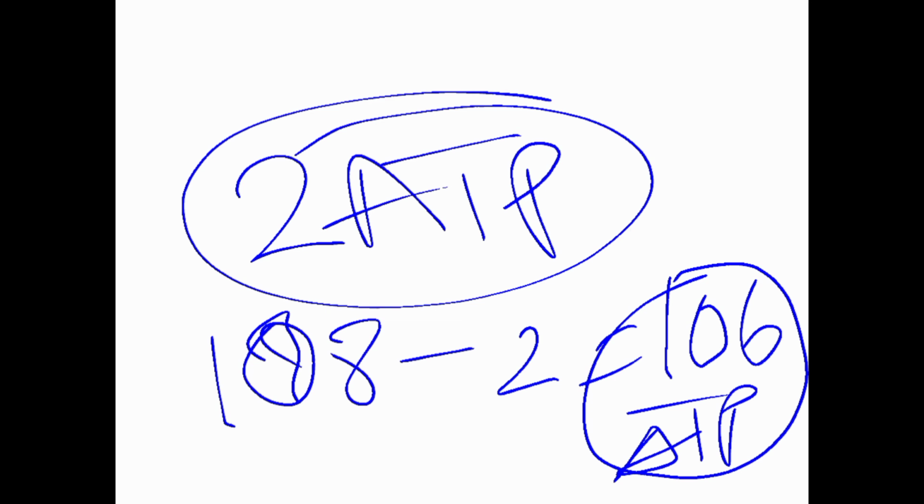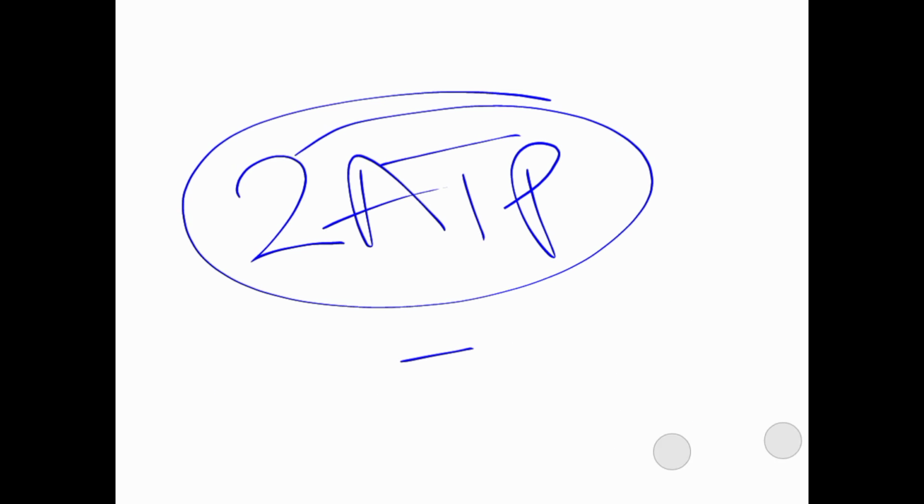So remember we generated 106 ATP. This is more than what we generate if we break down glucose. You break down glucose, you generate 32 ATP. But here we generated a whopping 106 ATP. Imagine that. Wow, that's plenty.